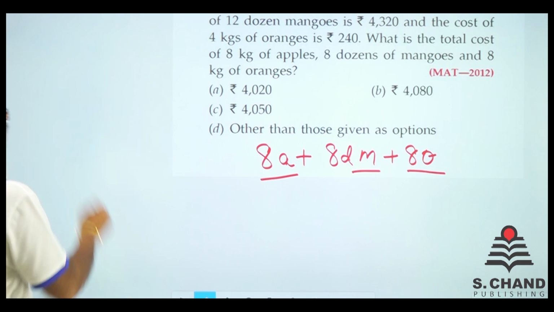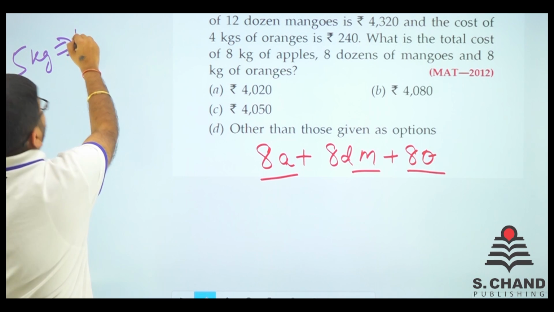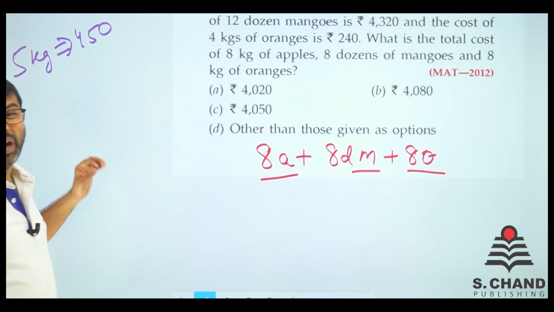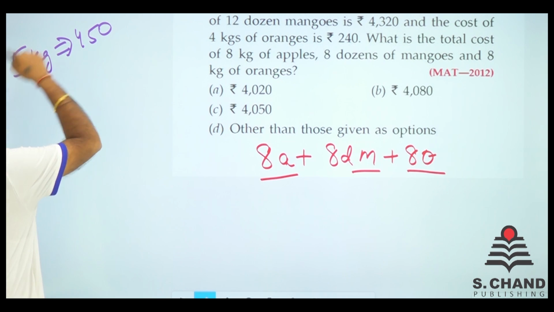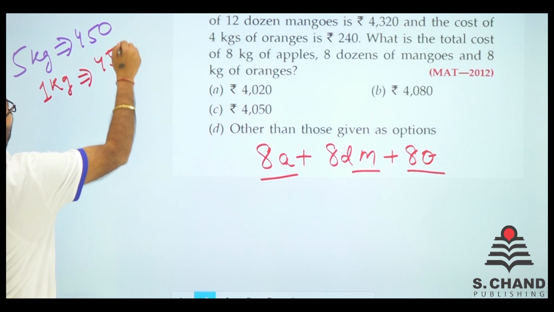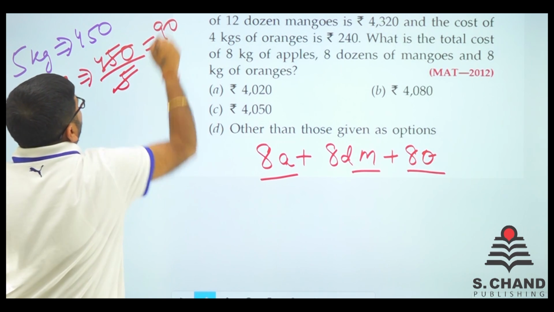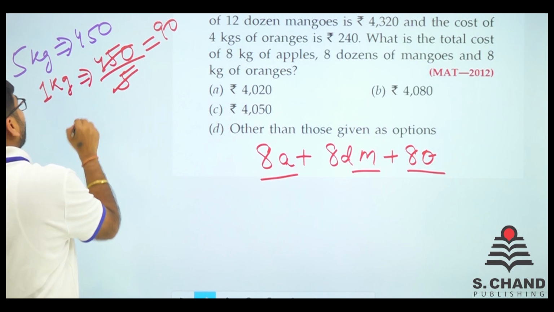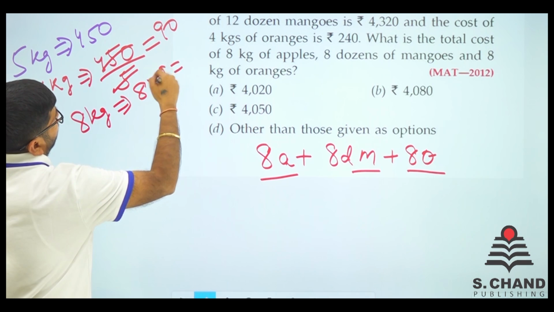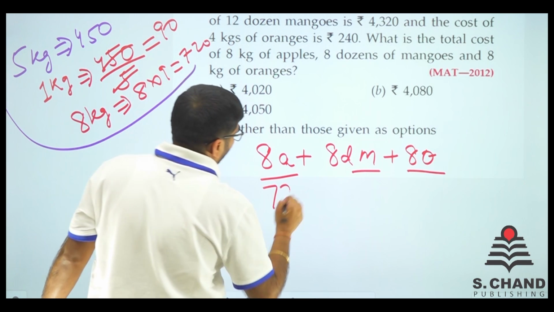First thing first, 5 kg of apple costing 450 rupees. And we want 8 kgs, right? So how to do that? See, if it is 5 kg for 450, that means 1 kg is 450 by 5. That will cost you 90 rupees. So we want 8 kg. That means 8 kgs will cost you 8 into 90, that is 720, right? This is for the apple. So we write 720 here.